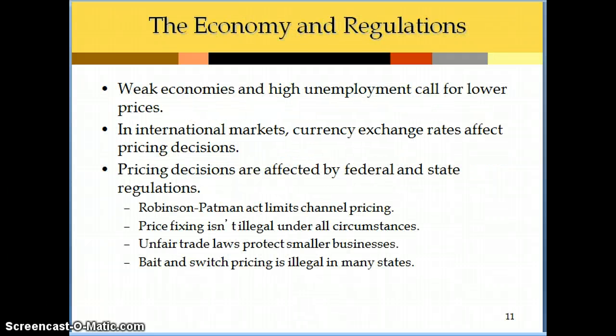Weak economies and high unemployment call for lower prices. In international markets, currency exchange rates affect pricing decisions. Pricing decisions are affected by federal and state regulations. Robinson-Patman limits channel pricing. Price fixing isn't illegal under all circumstances. Unfair trade laws protect smaller businesses. Bait and switch pricing is illegal in many states.